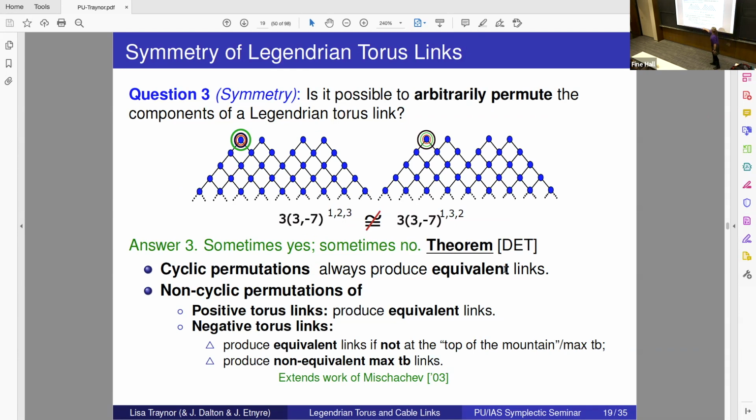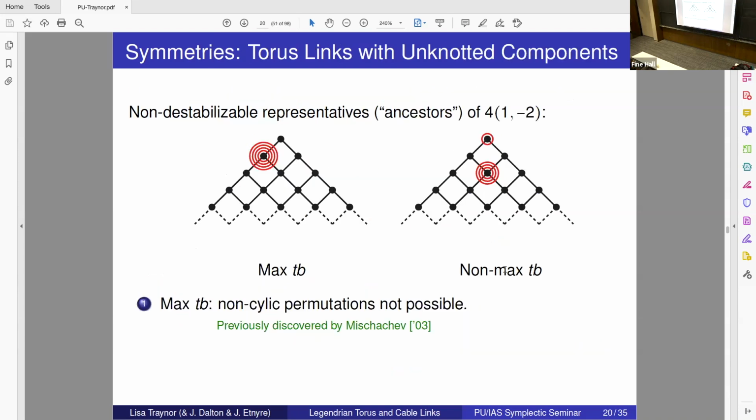So this extends work of Mishichev, one of Eliashberg's students a number of years ago. Remember that the p equals 1 case is a little bit separate. Here would be a max TB. These are both ancestors, so every link will destabilize to one of these. For the max TB, you choose the same vertex. This is a non-max TB. For the max TB, you cannot do any non-cyclic permutations.